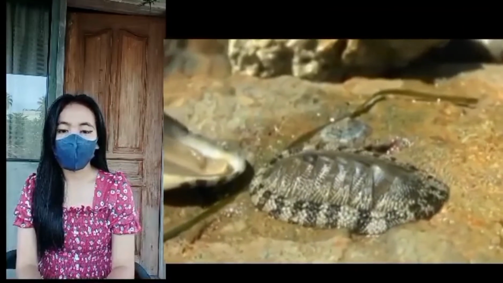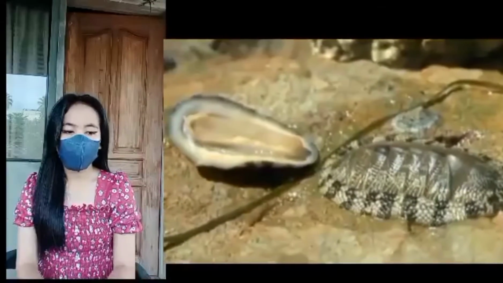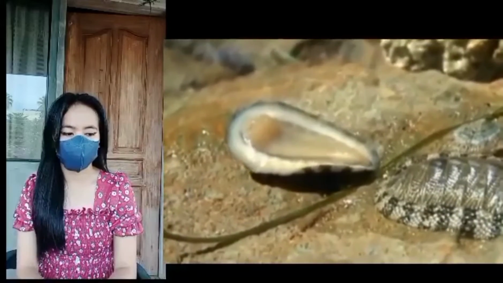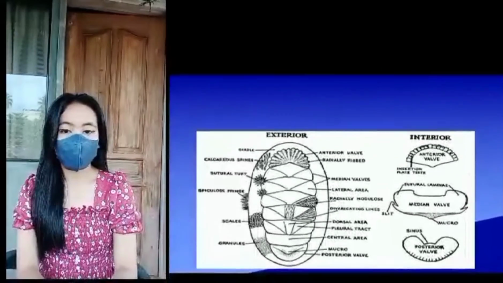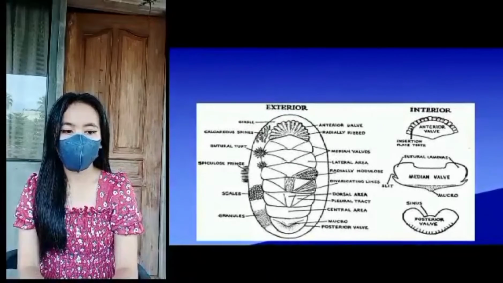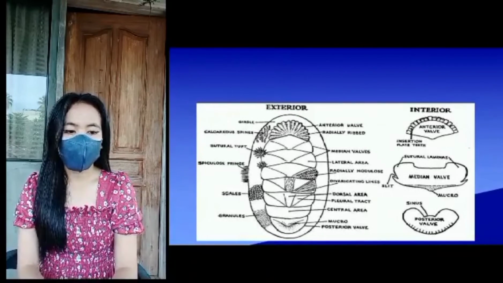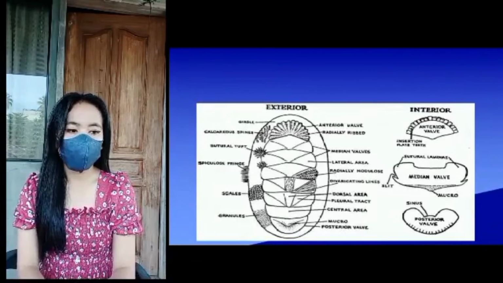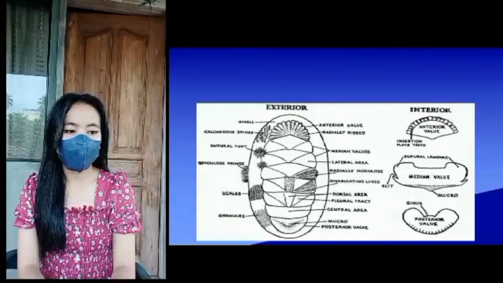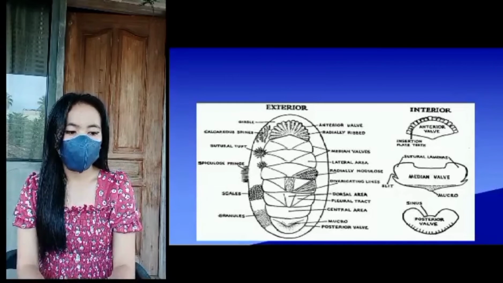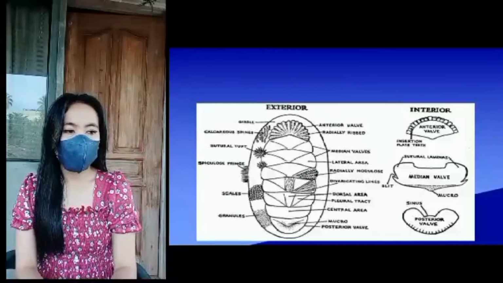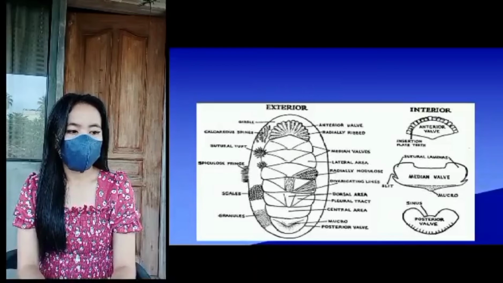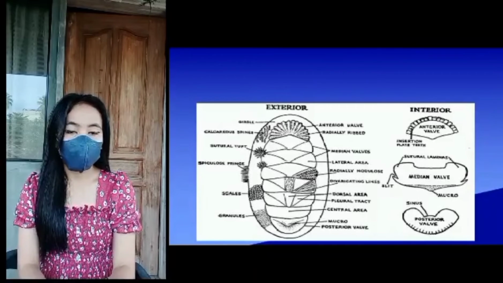The shells of some chitons are covered by the girdle more extensively than those of others. So the exterior of Polyplacophora has the girdle, calcareous spines, sutural tuft, spiculous fringe, scales, granules, anterior valve, radially ribbed median valves, lateral area, radially nodulous, bifurcating lines, dorsal area, pleural tract, central area, macro, and posterior valve. In the interior, there are the anterior valve, insertion plate teeth, sutural laminae, median valve, slit, sinus, and posterior valve.